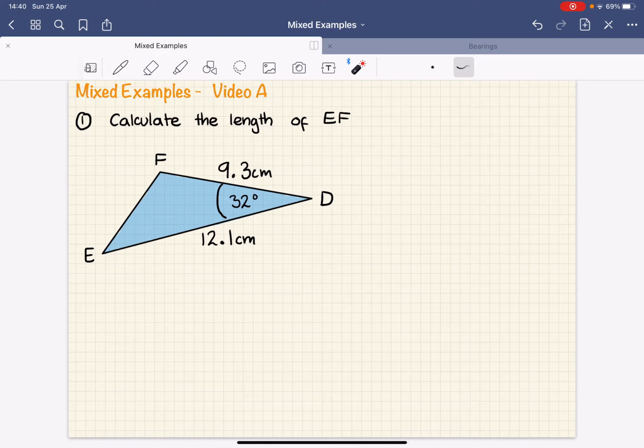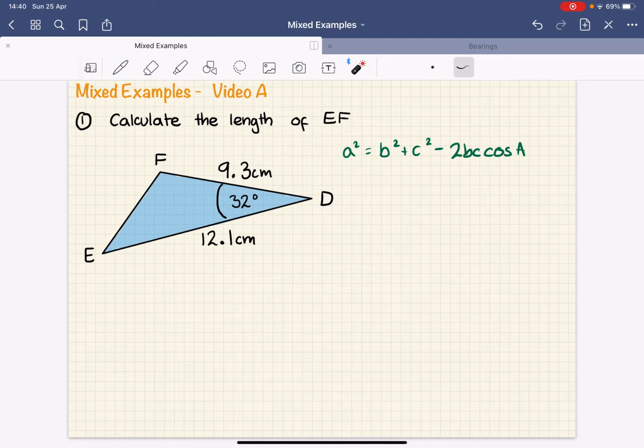So question 1, I've got calculate the length of EF. So I'm wanting to find out this length here. So start off with, there's no mention of area anywhere, so I know it's not my area of a triangle. I've got one side, two side, and I'm being asked to find the third side. And because I'm being asked to find the third side, that means it is my cosine rule, and specifically the a squared equals b squared plus c squared minus 2bc cos A.